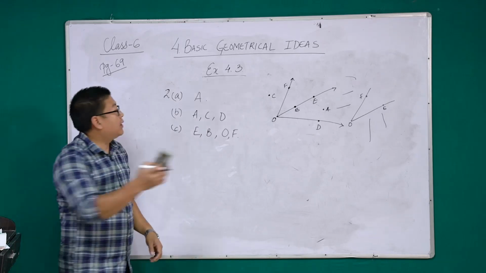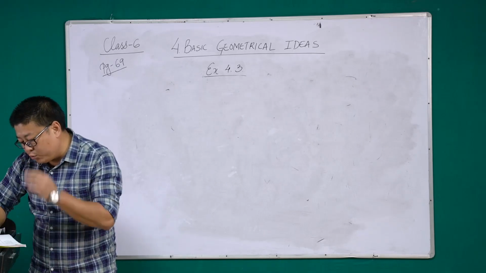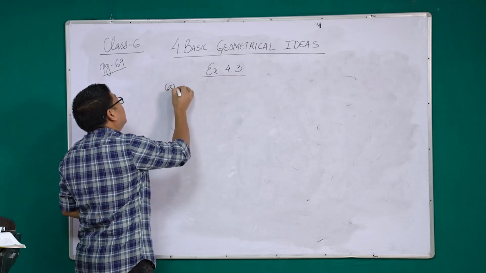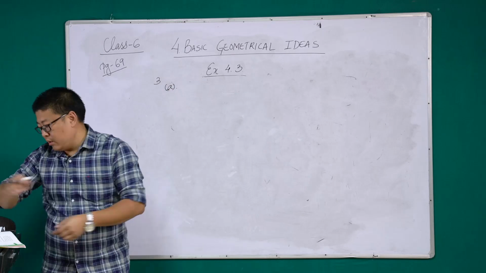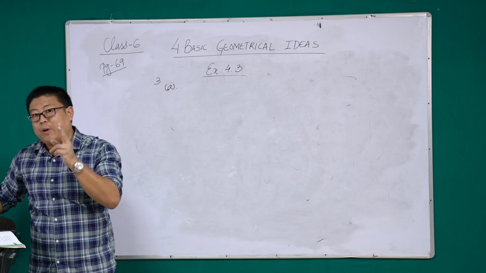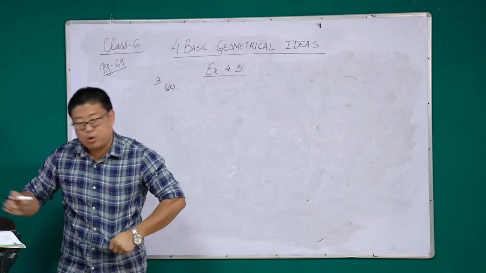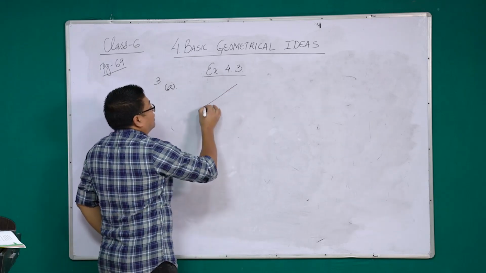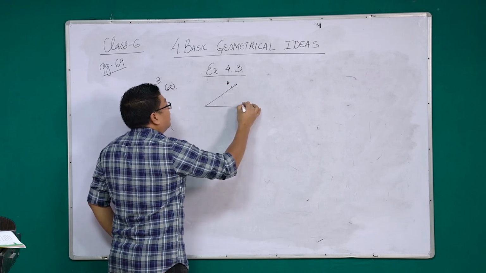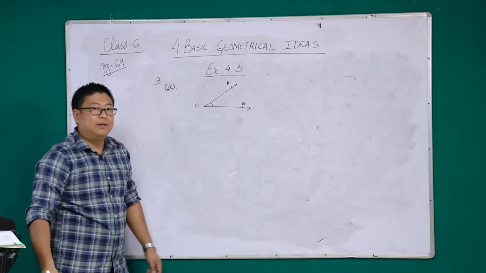Now, let's quickly go to question number 3. Draw rough diagrams of two angles such that they have, question 3A, a common point. So we have to draw two angles such that they have one point in common. Let's draw the first angle like this. Let's mark this A, B, and let this be O. Now this is the first angle.